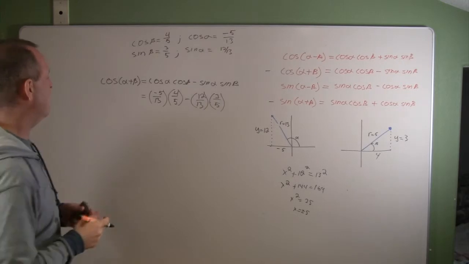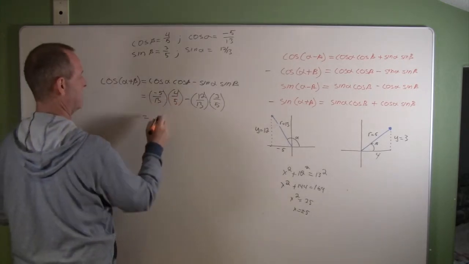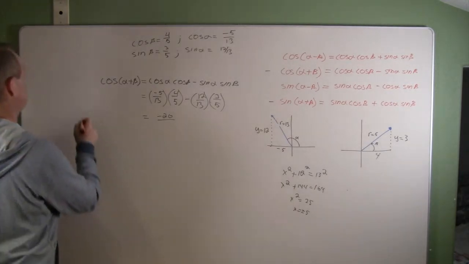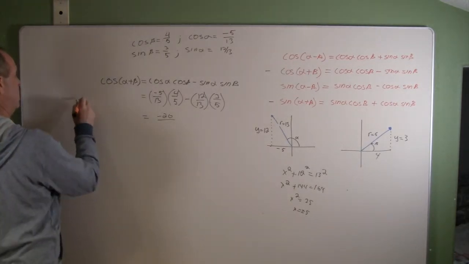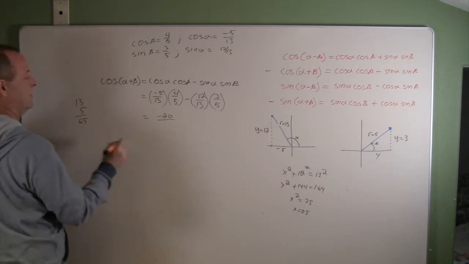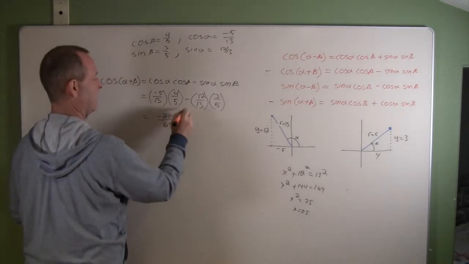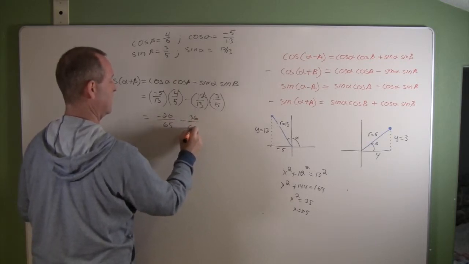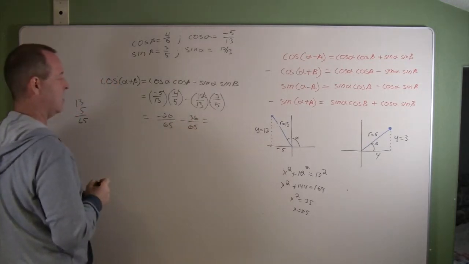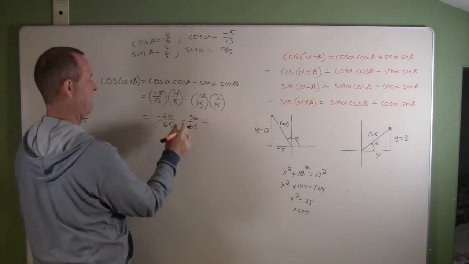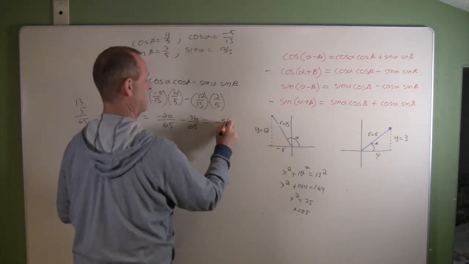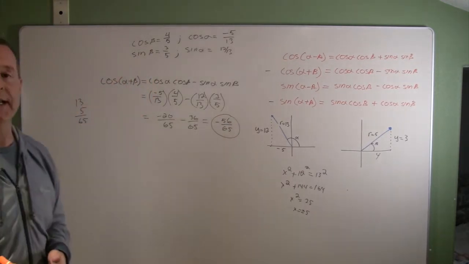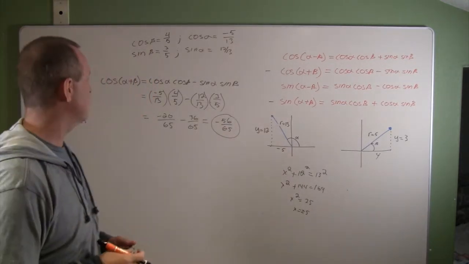So let's go ahead and multiply those out. That's -20 over 13 times 5, which is 65, minus 36, all over 65, and that equals -56 over 65. So there's the value of cosine of alpha plus beta.